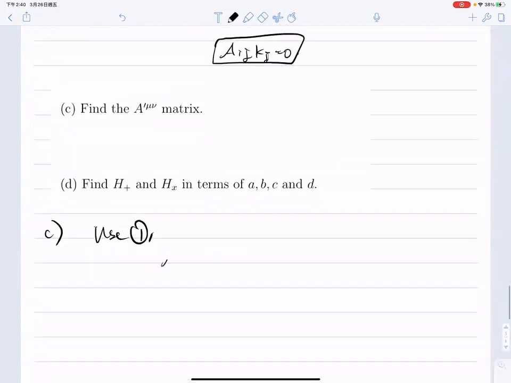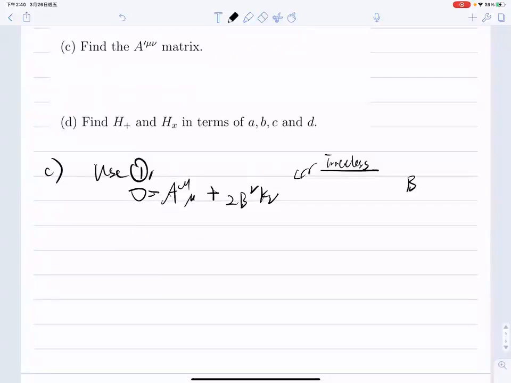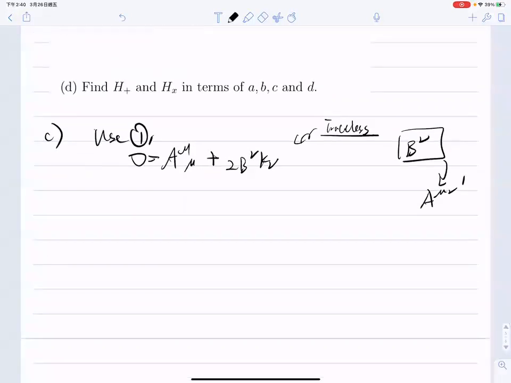of 1. Okay, we know A mu plus 2 beta k mu equals 0, right? Based on the traceless condition, we have to find a B mu. What is the B mu? And then we have to go to the A mu nu prime, and then we can find A mu nu prime. Yeah. And this is basically very high school mathematics.